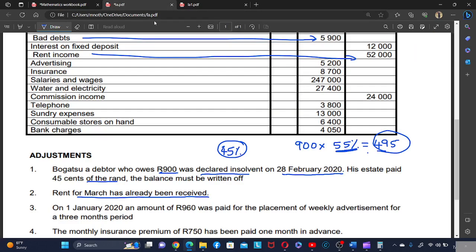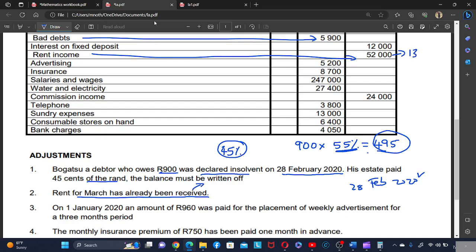Now, our year ends on 28 February 2020. But then we are told that we have already received the rent for March. So what does this mean? This means that we have received the rent of the next financial year, while our year ends on 28 February. So this rent income of 52,000 is for 13 months because we have already received the rent of March, which is the next financial year.